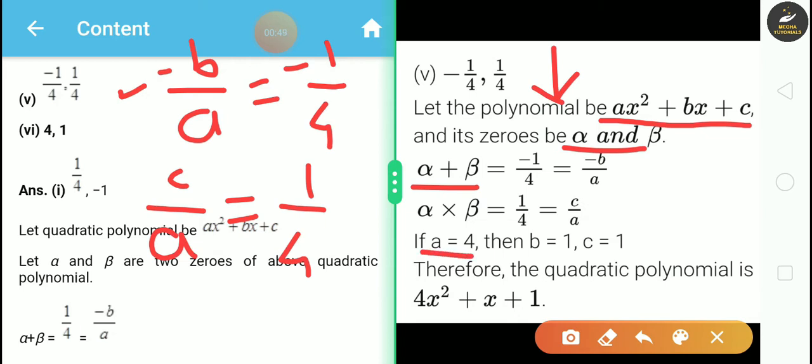Now in both cases the denominators are equal, therefore we can compare the values. So a is equal to 4, and minus 1 is equal to minus b, which means b is equal to positive 1, and from this we can write c is equal to 1. Therefore the quadratic equation is 4x square plus x plus 1. This is the final answer.